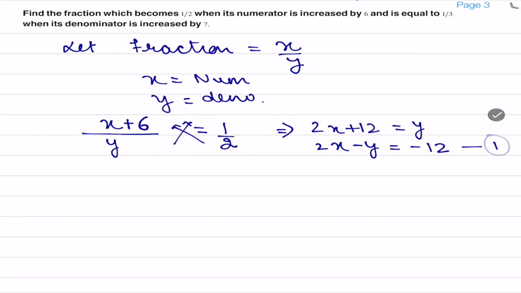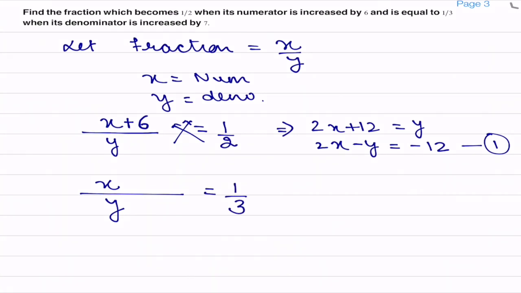Come to the second part of the statement, which is equal to the fraction. So the same fraction x upon y is equal to 1 by 3 when its denominator, now they are talking about the denominator. So when its denominator is increased by 7, they are not talking about the numerator, so the numerator will remain as it is. So when we add 7 in the denominator, it becomes 1 by 3.